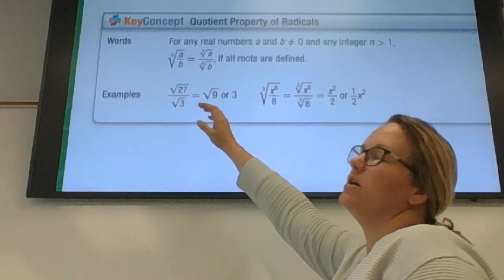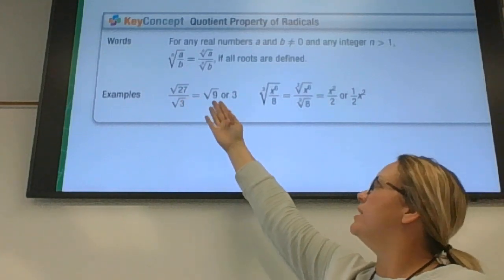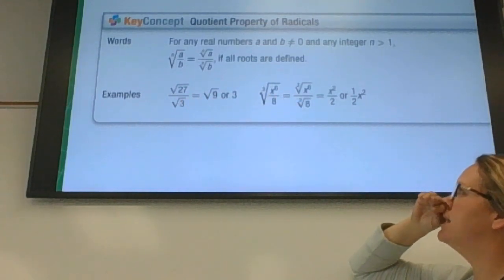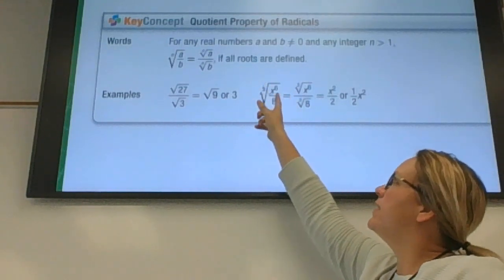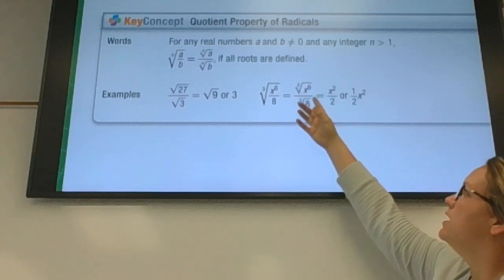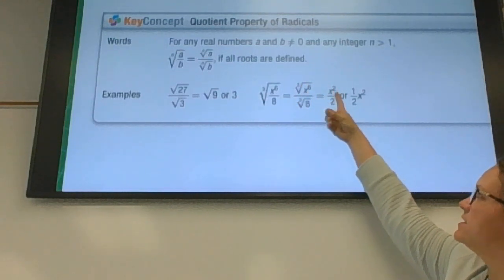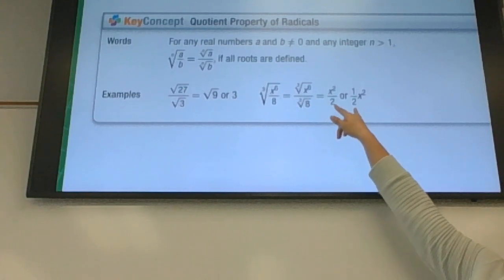So for example, the square root of 27 over 3, 27 divided by 3 is 9, that's square root of 9. Now here, it starts as one big radical, and the problem separates the top from the bottom. The cube root of x to the 6th is x squared, the cube root of 8 is 2, and you can see it could be written this way or this way.